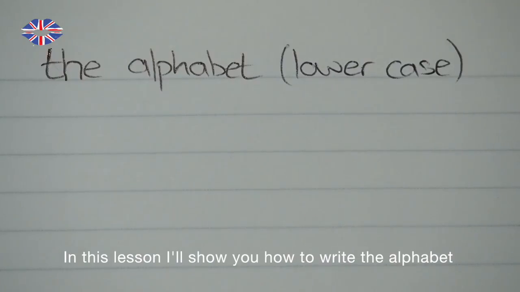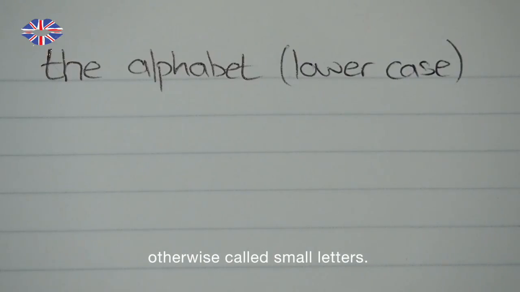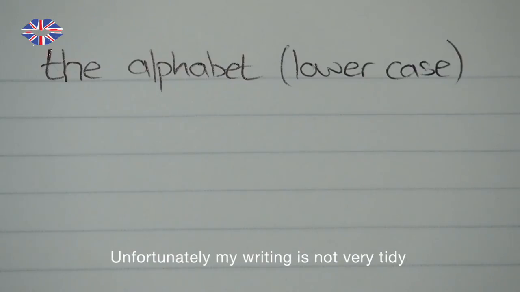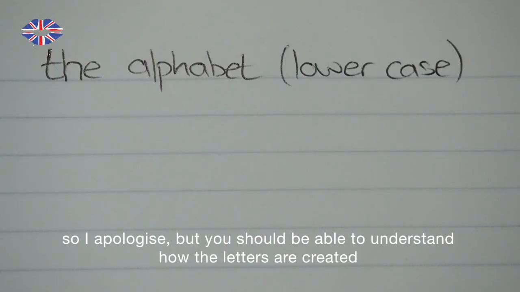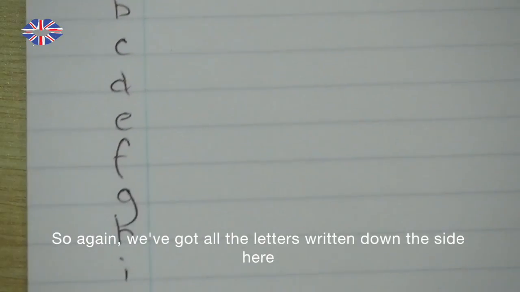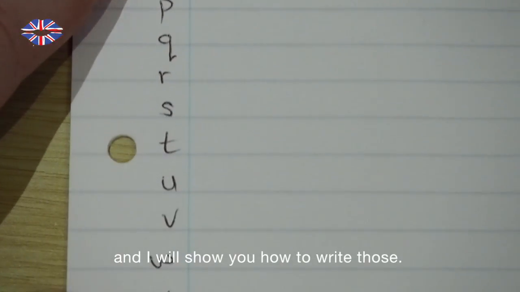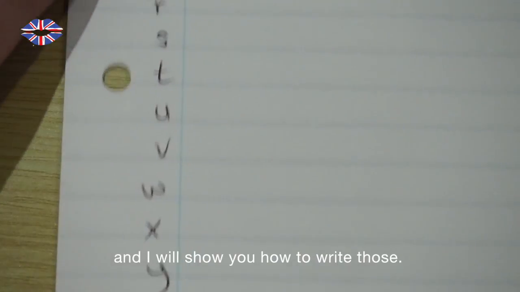In this lesson I'll show you how to write the alphabet, and that's the lowercase letters, otherwise called small letters. Unfortunately my writing is not very tidy, so I apologise, but you should be able to understand how the letters are created and come up with a neater version than mine. So again, I've got all the letters written down the side here, and I will show you how to write those.